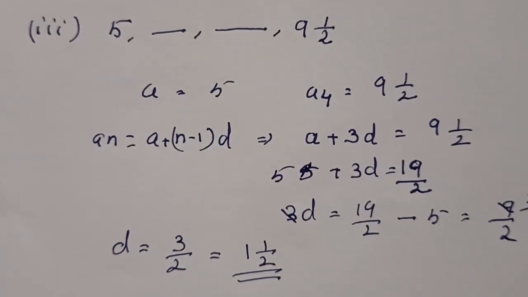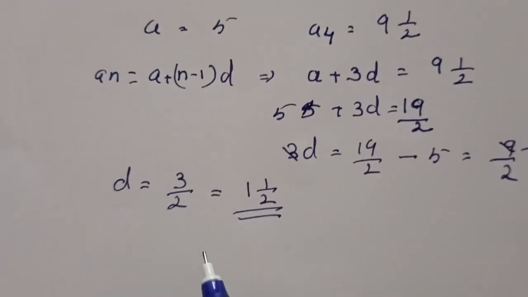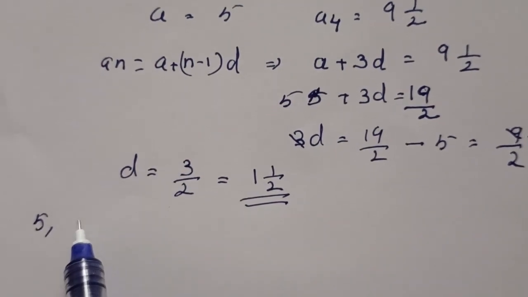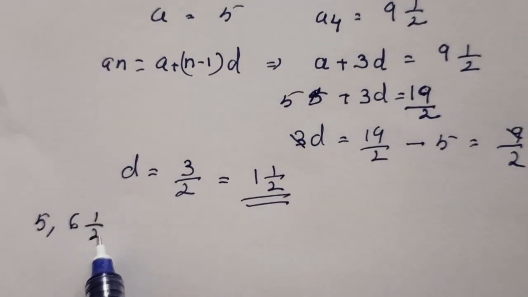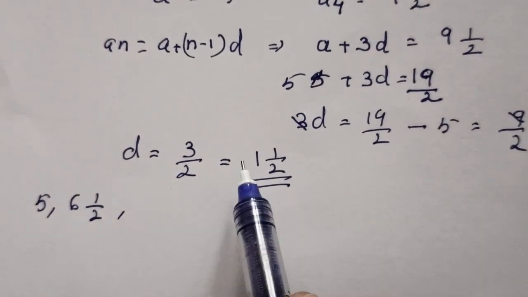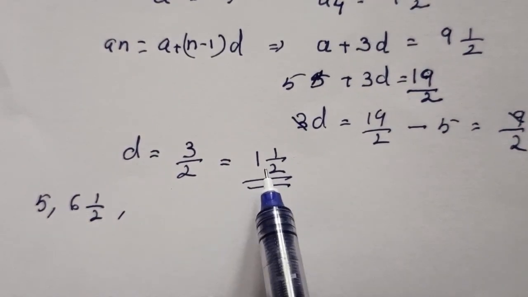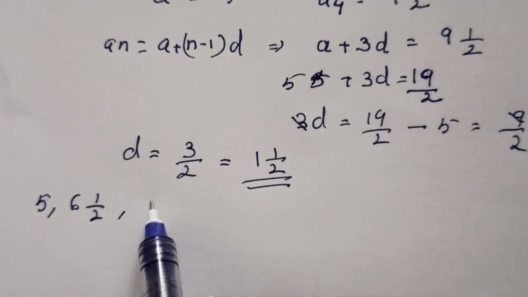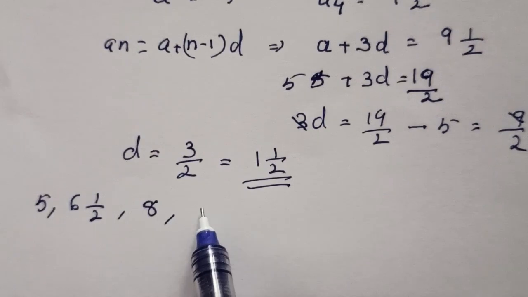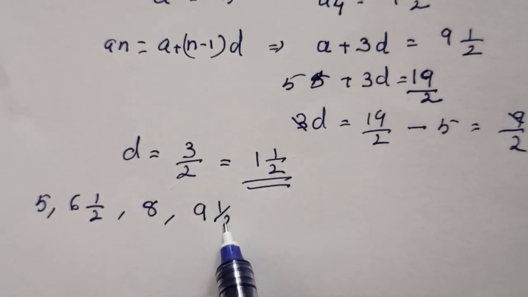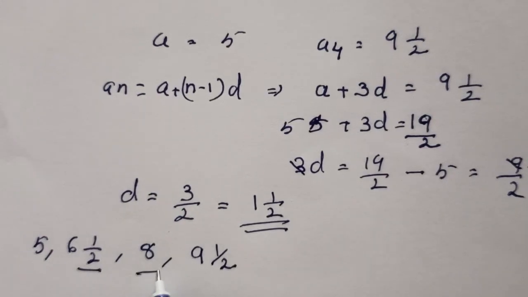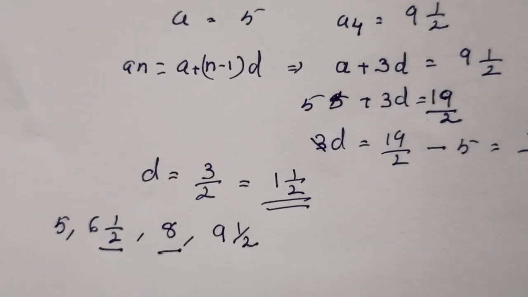Now first term A equal to 5, it is given. So 5. Second term 5 plus 1 by 2. 5 plus 1, it is 6, so 6 1 by 2. Next 6 1 by 2 plus 1 by 2. 6 plus 1 is 7. 1 by 2 plus 1 by 2 is 1, isn't it? 7 plus 1 is 8. Next 8 plus 1 by 2. 8 plus 1 is 9, so 9 1 by 2. But this 9 1 by 2 is given, and these two terms are missing. 6 1 by 2 and 8 are missing.